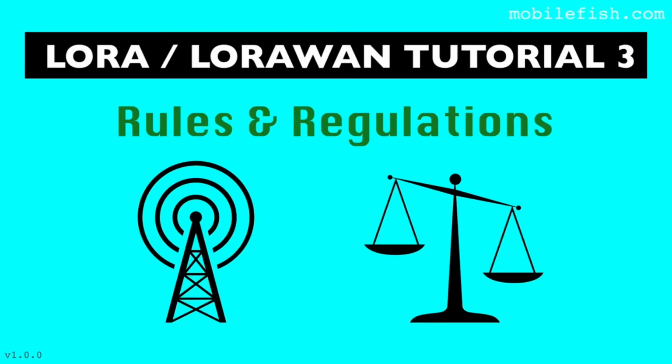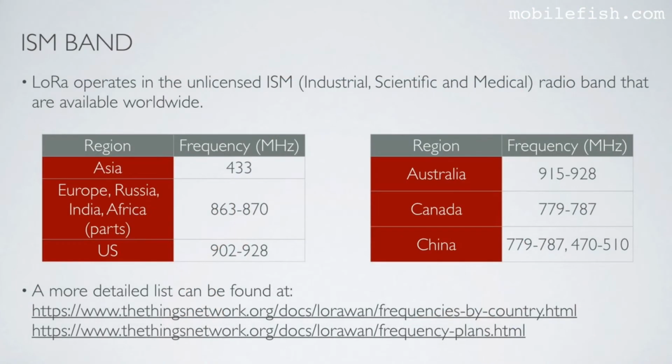In this tutorial, I will explain who sets the wireless communication rules and regulations. LoRa operates in the unlicensed ISM radio band that are available worldwide. ISM stands for Industrial, Scientific, and Medical. For example, in Europe, the ISM frequency band ranges from 863 to 870 MHz, and in the United States, the ISM frequency band ranges from 902 MHz to 928 MHz.